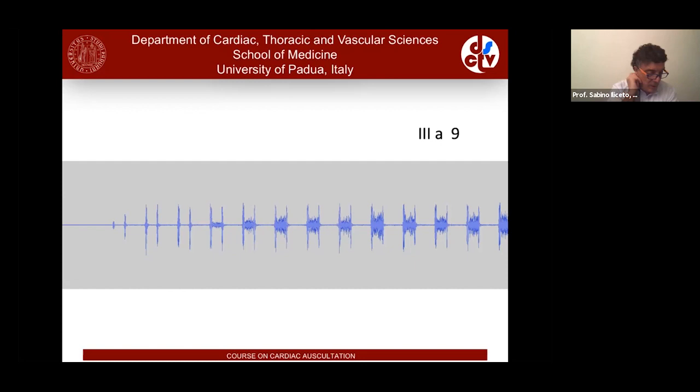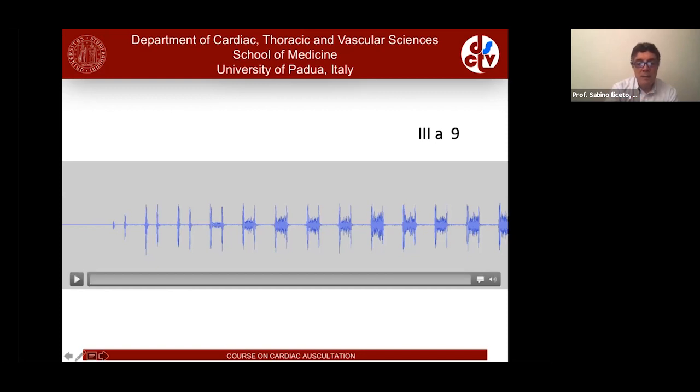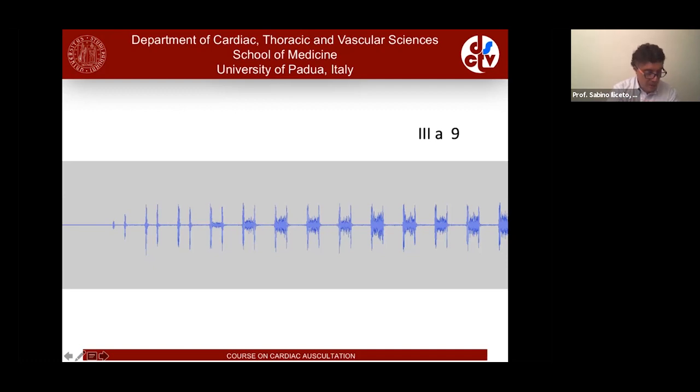So now we shall listen a special electronic construction, and we shall appreciate, as usually, 3 beats without murmur. Then the regurgitant murmur will appear, and at the end, the third sound with the low frequency murmur following the sounds will occur. This is an example of a severe mitral regurgitation because there is a third sound and the small murmur after the third sound.